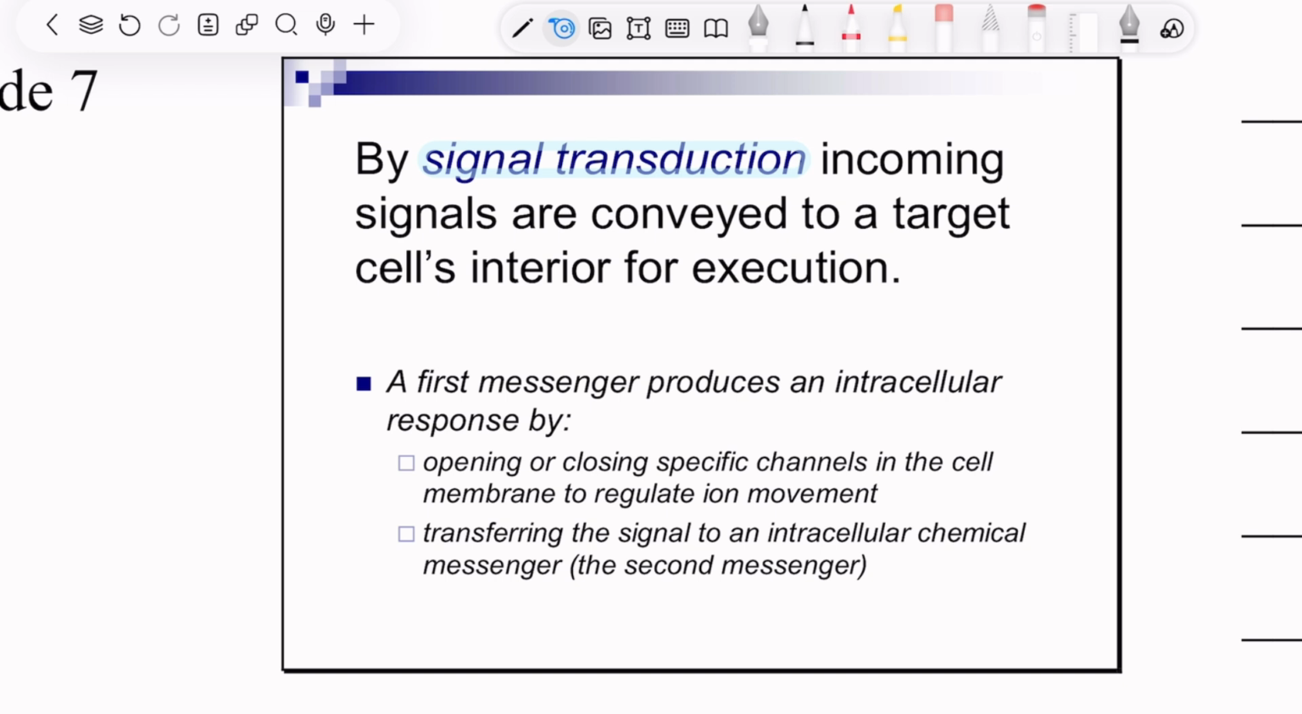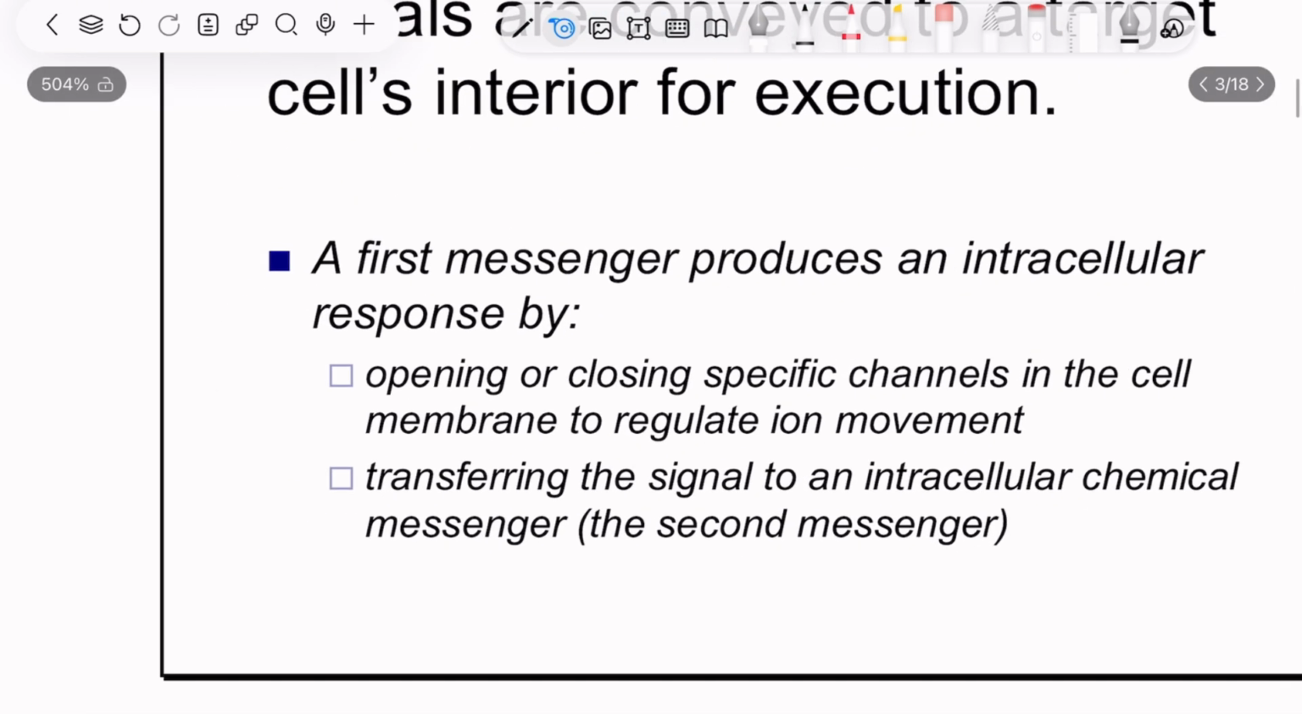So, to put this into simpler terms, a signal transduction is when an outside signal, like a hormone or a neurotransmitter, triggers a response inside the cell. So what happens is the first messenger is the external signal molecule. It creates an intracellular response, or a reaction inside the cell, by opening or closing the channels in the cell membrane to control the movement of ions. This can change the cell's electrical state, which affects how the cell behaves.